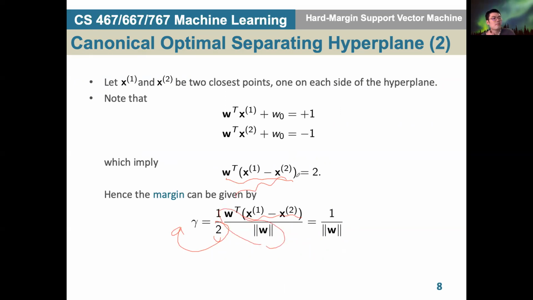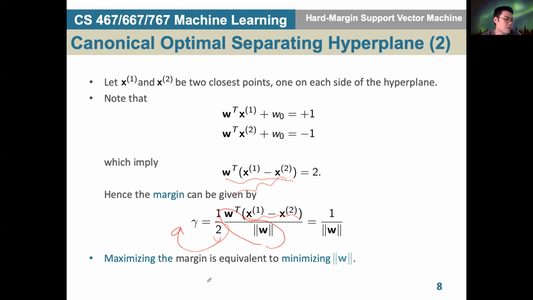Any questions? I hope this is fine. So the conclusion is very simple: when you want to maximize the margin, you just minimize the norm of W, because it's in the denominator. When the margin is large, basically you make the denominator smaller. Keep in mind this is a non-negative value, a positive value, because if it's 0, it doesn't make sense.